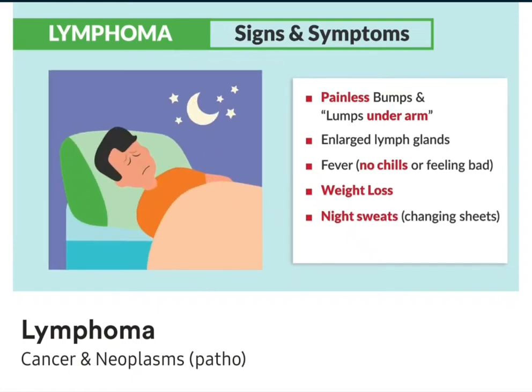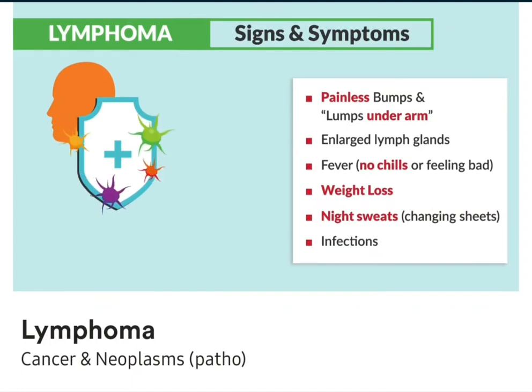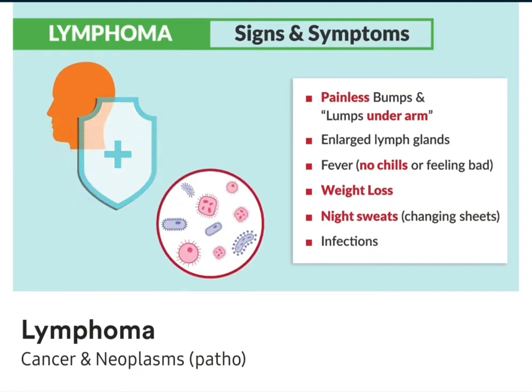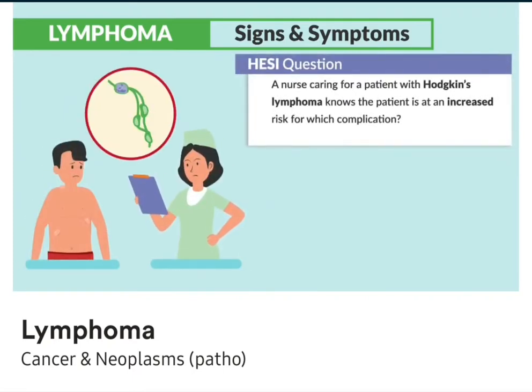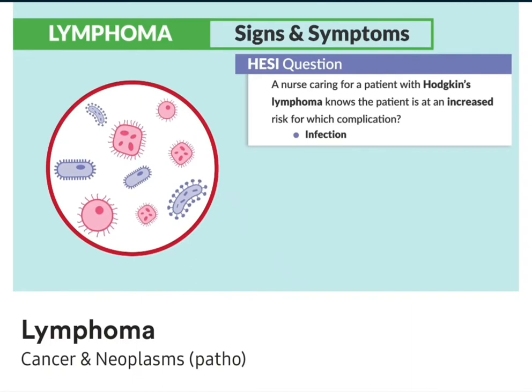Now, another big key term is night sweats. Clients will typically complain of changing their sheets in the morning, indicating night sweats. Now, because the immune system is suppressed, these clients are susceptible to infections. So Hesse mentions, a nurse is caring for a patient with Hodgkin's lymphoma, knows that a patient is at increased risk for which complication? Infection.